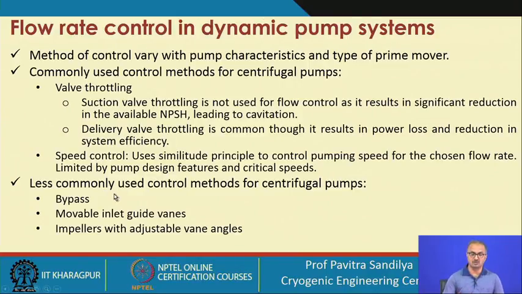And there are other less commonly used methods like bypass. We can use some bypass to reduce the flow in the main line or increase the flow in the main line. Then we have movable inlet guide vanes or impellers with adjustable vane angles. This vane angle also has an effect on the pump delivery. These things we have not done in detail, but these are some of the factors which may be used for controlling the flow rate, but these are not the usual practice.